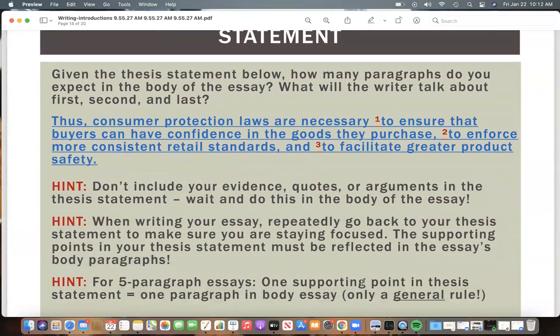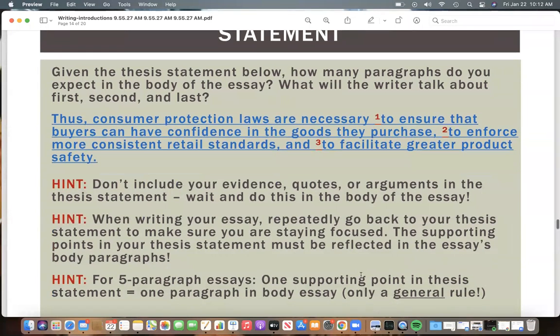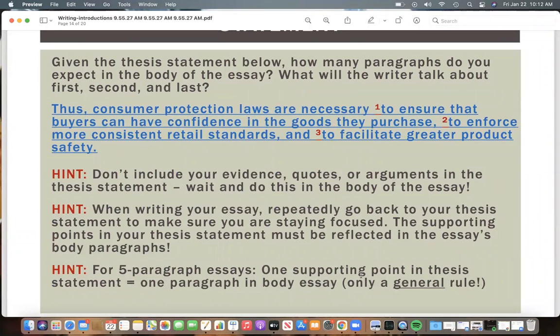So given this thesis statement below, how many paragraphs do you expect in the body of the essay? This is a pretty easy one because they've given you numbers here. But obviously the consumer protection laws, I would expect there to be a paragraph about ensuring that buyers can have confidence in the goods they purchase, a paragraph about enforcing more consistent retail standards, and a paragraph about facilitating greater product safety. A good hint is, don't include your evidence, quotes, or arguments in the thesis statement. Wait and do this in the body of the essay.